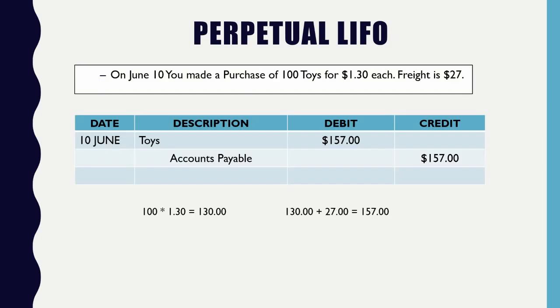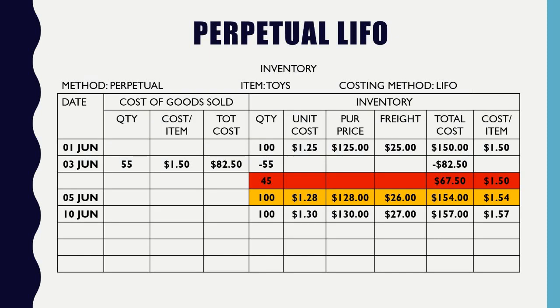Then on June 10, you purchase an additional 100 toys for $1.30 with a freight of $27. We plug that in once again, and this becomes a third batch of inventory. So the next time we sell something, we're going to start from the green batch and then make our way up to the top.